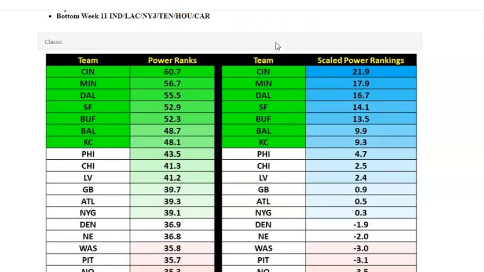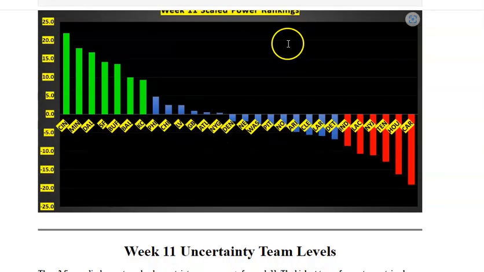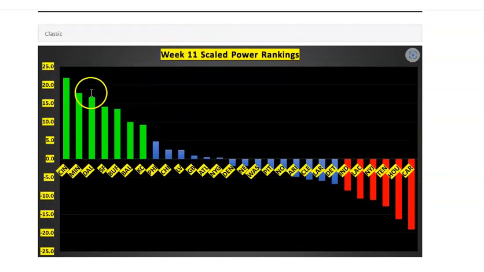Especially if you play daily fantasy. I don't do that because I just don't have time to learn that yet. But anyway, I do frame the world that way. And I like visuals, so I actually can see Minnesota, Dallas, San Francisco, Buffalo, Baltimore, KC seem to be pretty damn good this week. Probably not surprising.